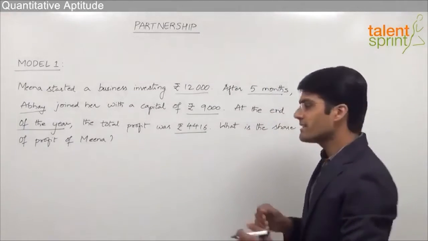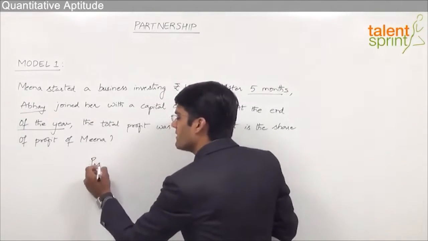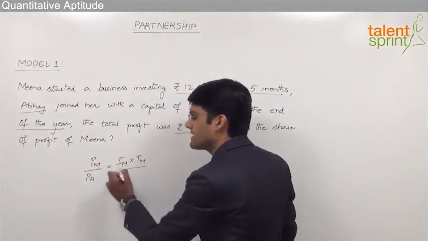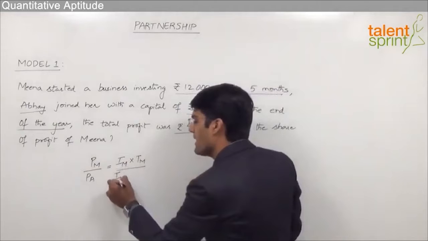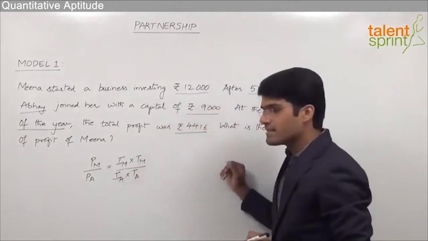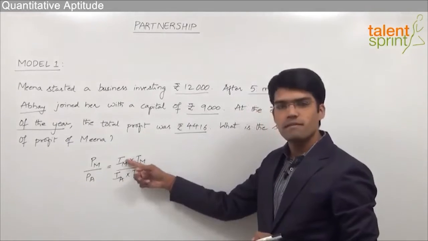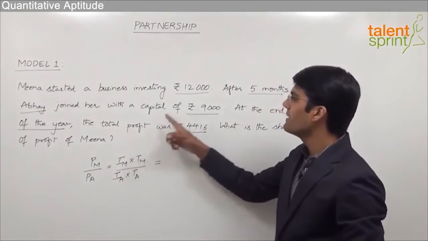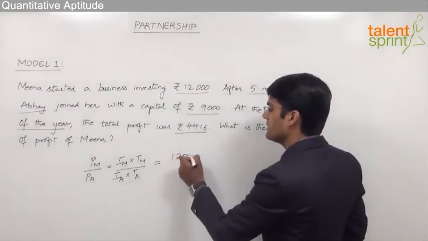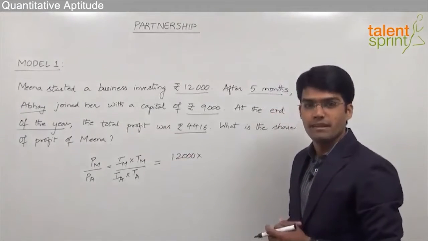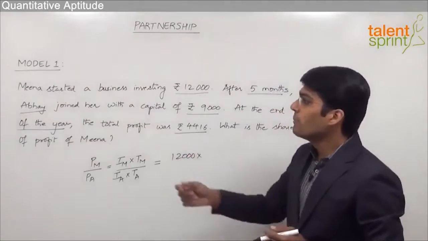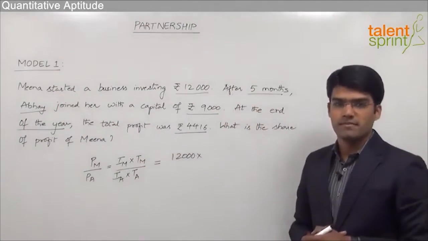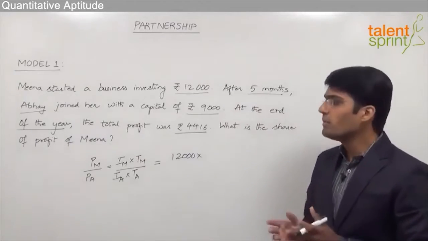Now as discussed, we know that profit of Meena by profit of Abhay should be taken as investment made by Meena into time of Meena's investment divided by investment of Abhay into time of Abhay's investment. That is nothing but profit of any partner is proportional to his investment into the time of investment. By substituting the given values, investment made by Meena is 12,000, into the time of Meena's investment, which here is 12 months, because Meena has started the business and at no point it is mentioned about Meena leaving the business. So very clearly Meena was there in the business for the whole period of 1 year.